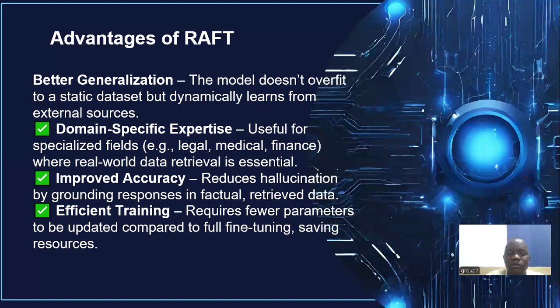For example, instead of retraining a whole AI model from scratch, what RAFT does is it only updates specific parts, making it much faster and resource efficient. So in summary, RAFT is better in generalization, domain-specific expertise, improved accuracy, and efficient training. In brief, those are the advantages of RAFT.